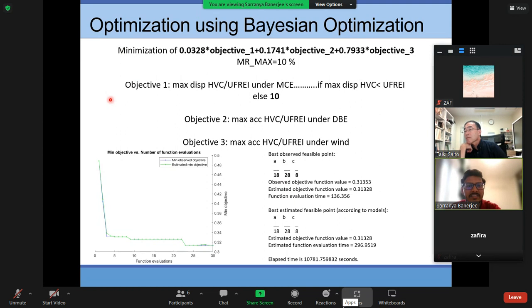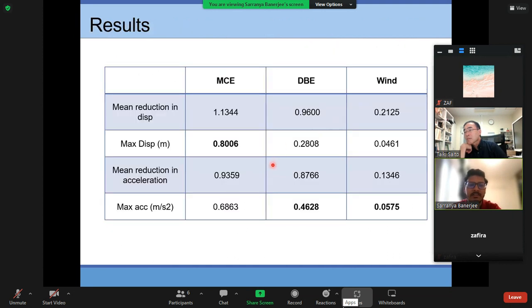So I think this kind of objective is well suited for our case, when we want to get a practical design where we are not exceeding the base isolation displacement, but we are also getting reduction under wind and earthquake case, under slight earthquake case. So again, here we see that the maximum displacement has reduced, but the reduction in the maximum acceleration is also higher compared to the other cases.